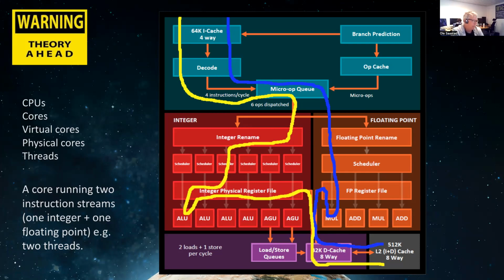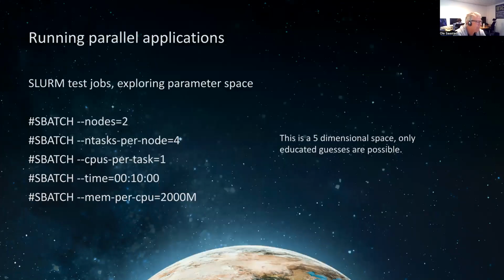So, hard theory work finished. So how do we actually run parallel programs in the right way? Here is the sbatch command I put up. I put up 2 nodes. Ntasks per node is 4. And there is 1 CPU per task. So this will be a typical MPI program. And the runtime, and the memory per CPU is 2 GB.